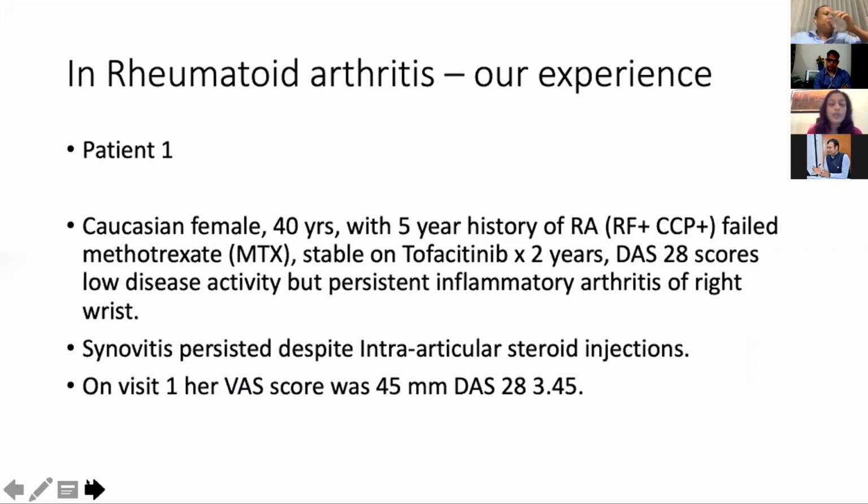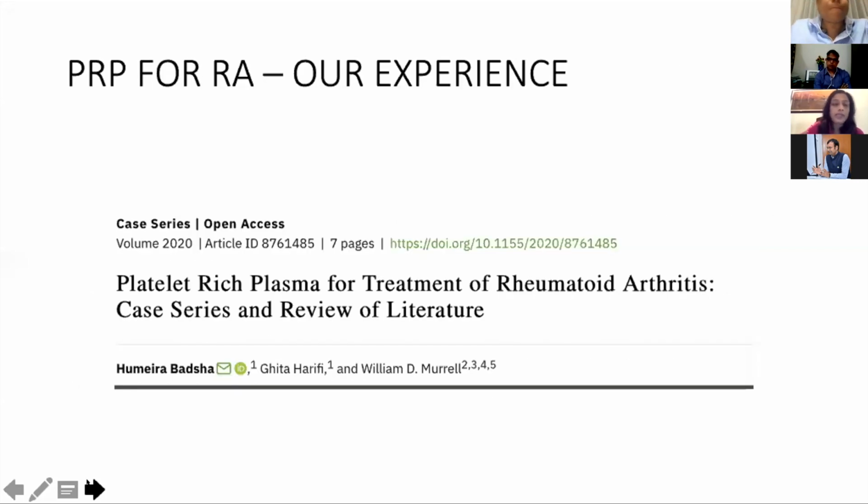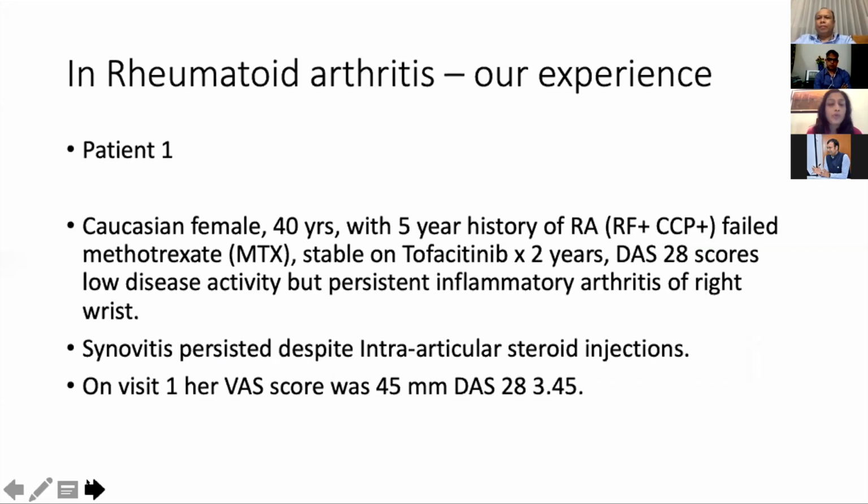So I just wanted to talk about a couple of patients. This was actually published in the case reports in Rheumatology. We had 4 patients. We have more patients now, but we have not reported them yet.